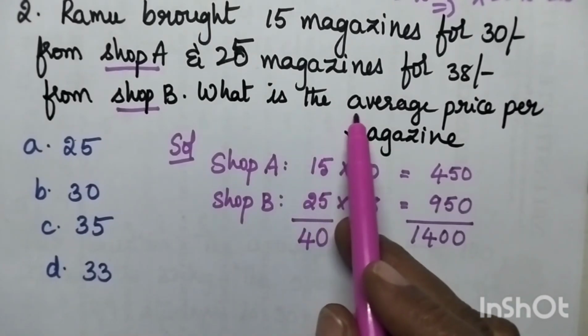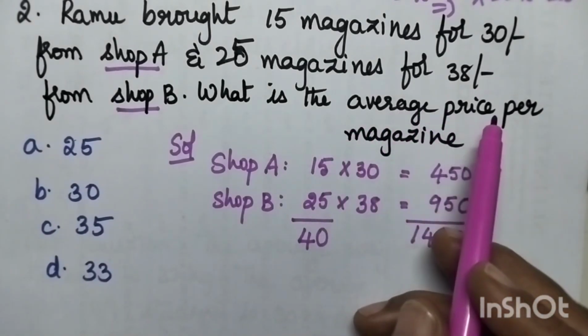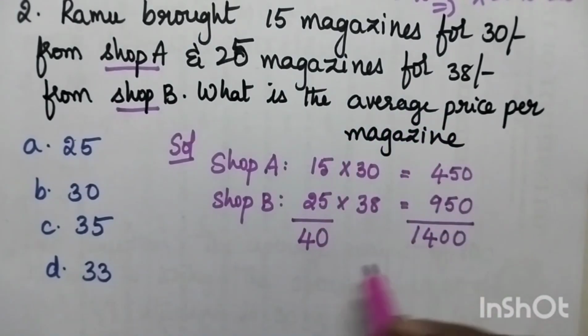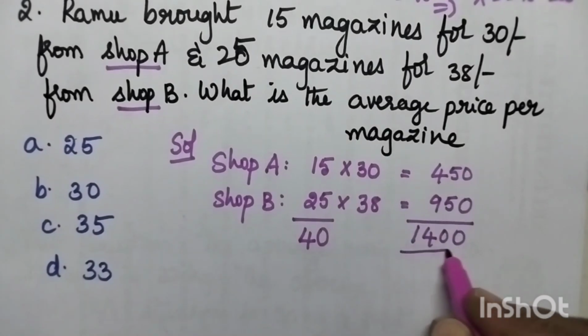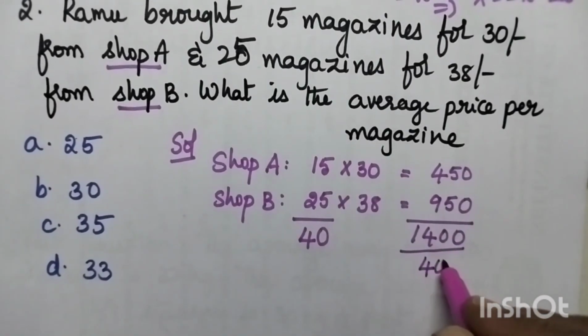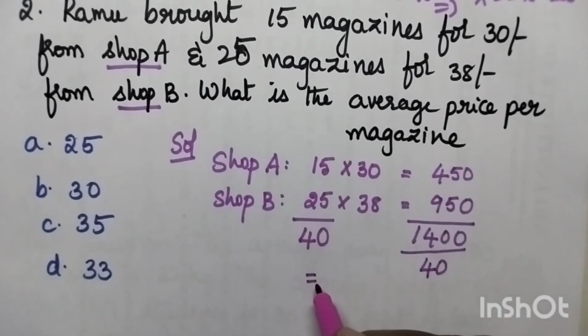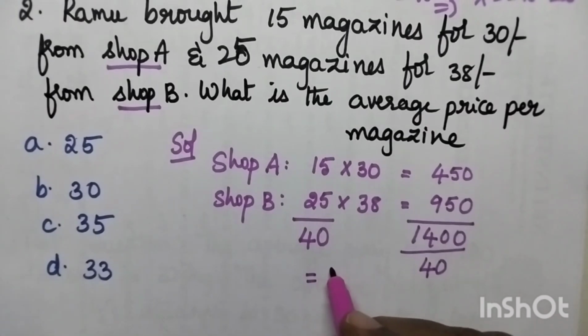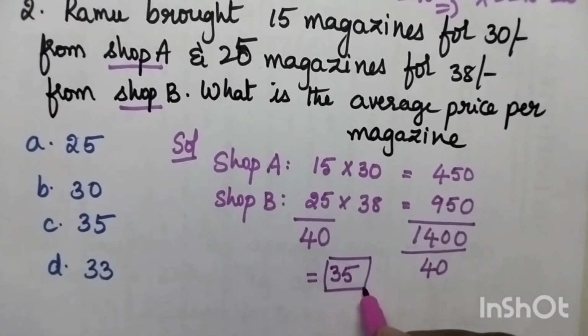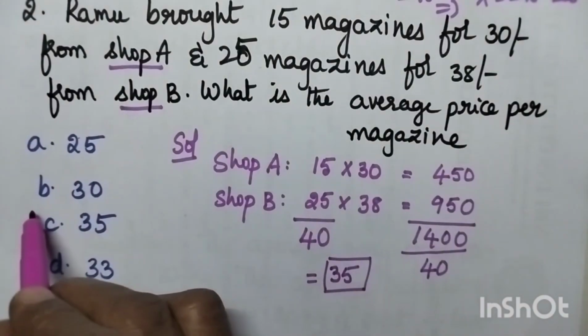And here we are supposed to calculate the average price for magazine. So 1400 divided by 40. So that is equal to 35. So the right answer is option C.